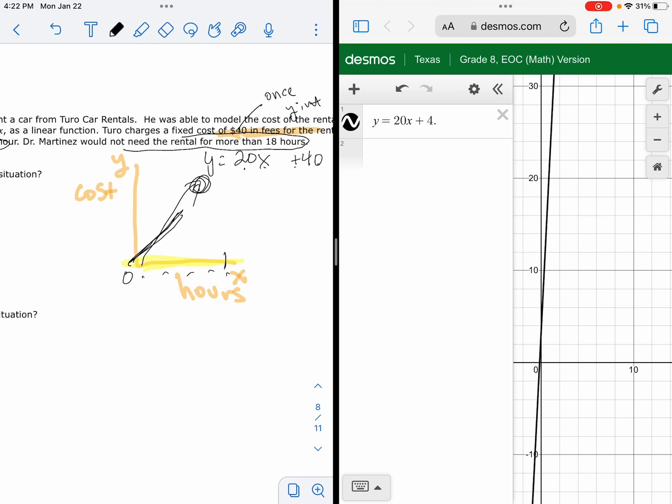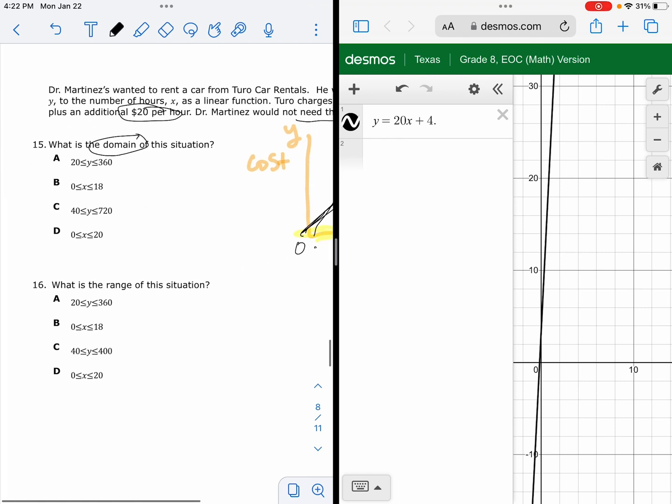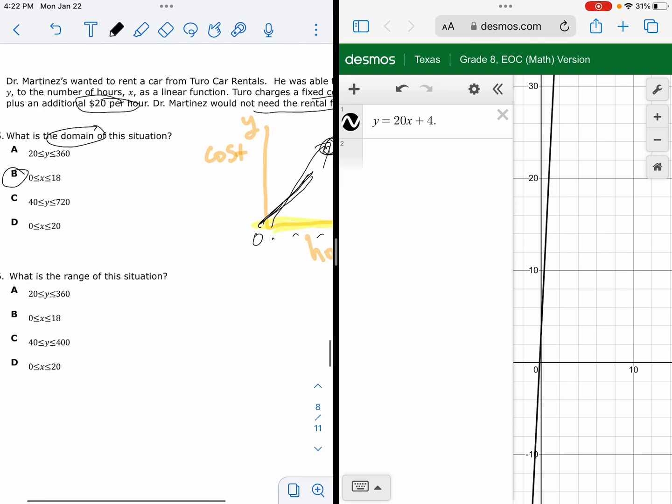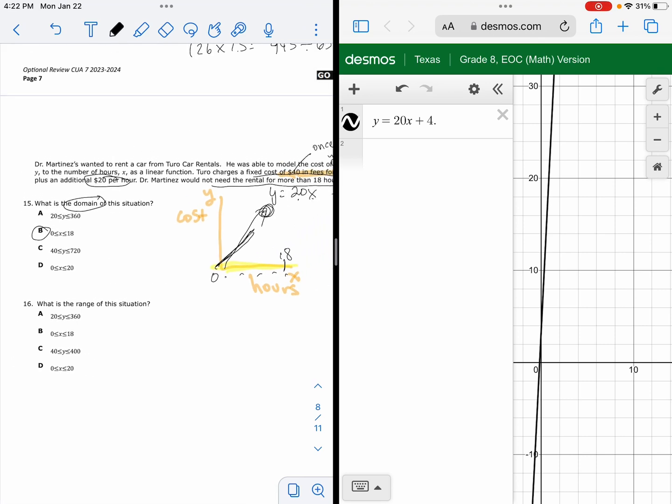So I really shouldn't have drawn that like that. I should have said 18 is his cutoff point. So between 0 and 18 hours is his time because we said X was time. All right. Now for the range, if he rents for 0 hours just to go pick it up, unfortunately, that means he's starting out at $40. Okay. Because it says that there's a fixed rate. If you show up and say you're going to purchase, you're at $40 is where you're going to start.